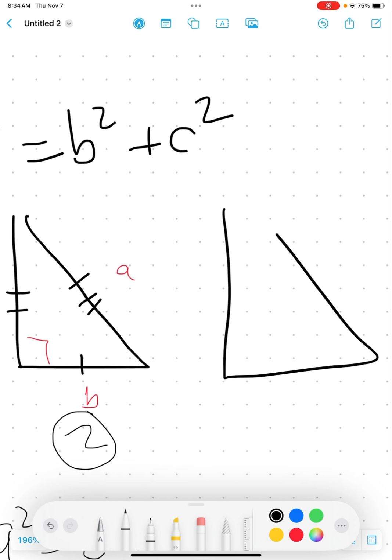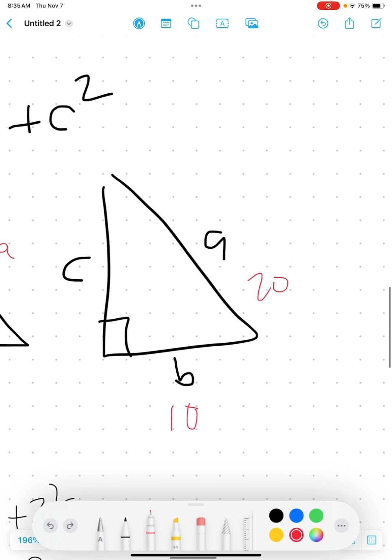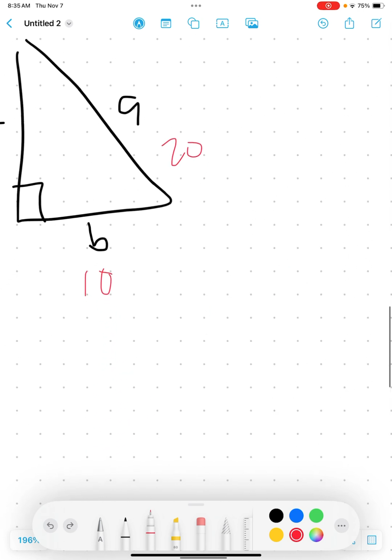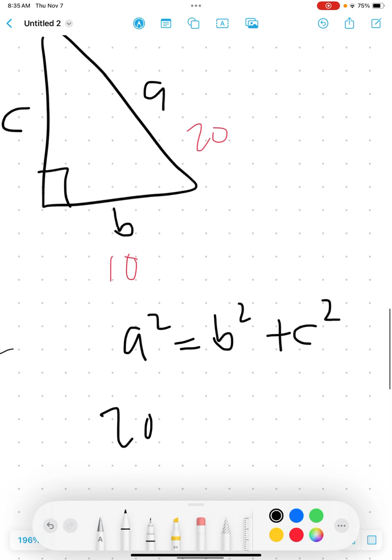So let's say we've got our triangle here again, and we've got our A, our B, and our C, okay, on a right-angled triangle. And in this case, we have B is 10, and A is 20, and we want to know what C is. So we have to write out our formula again. Our formula is going to be A squared equals B squared plus C squared. So in our case, we don't have C, but we have A. So we say 20 squared is equal to 10 squared plus C squared.